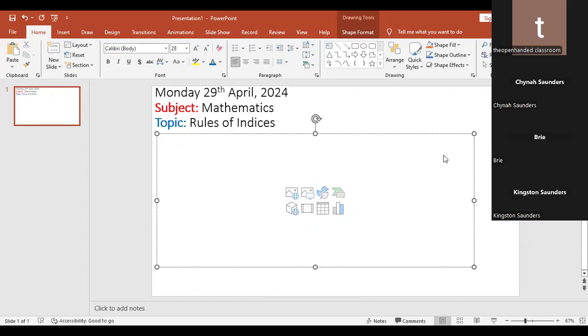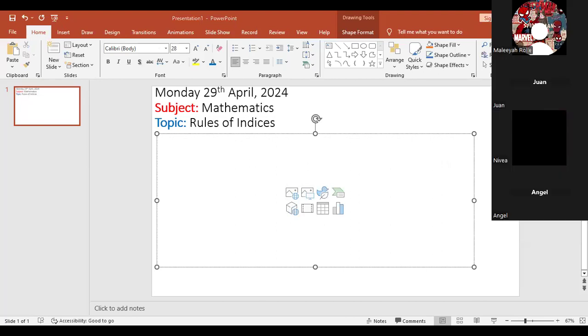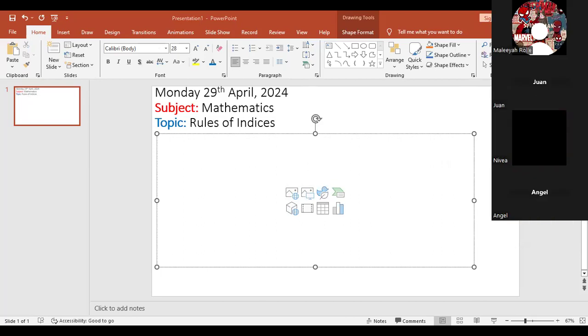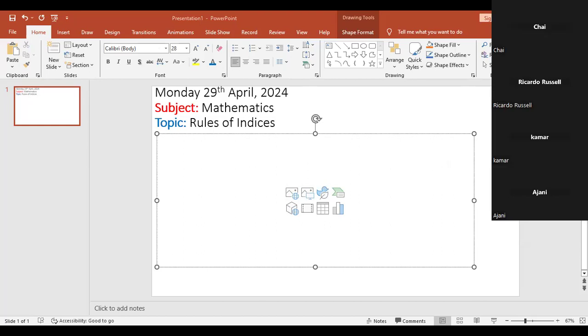Where is Myla? Where's Myla? Myla, are you there? I think someone's camera is on. Please do not turn on your camera. You do not need the camera at this time. I don't know whose camera is on, but someone's camera is on. Again, you do not need your camera at this time. All right.